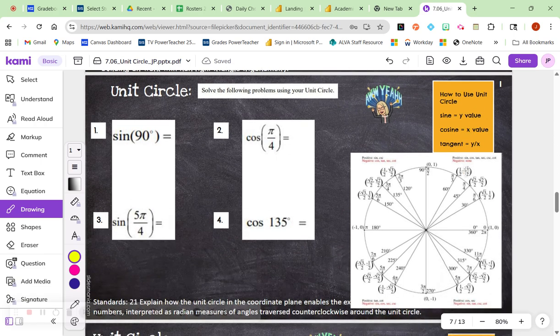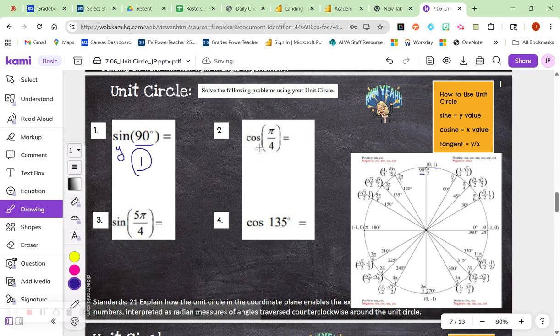In the first 4 examples, it says solve the following problems using the unit circle. So number 1 says sine, so that's the y value. Sine is the y value at 90 degrees. So we'll go to the unit circle, we'll find 90 degrees, and we'll look at the ordered pair. Since they're asking us for sine, we only want the y value, so the answer to this one is 1.